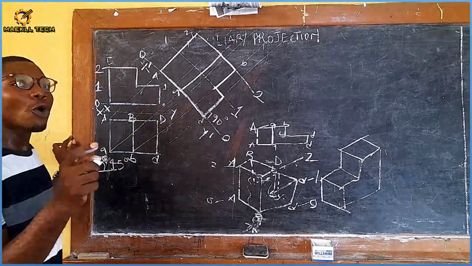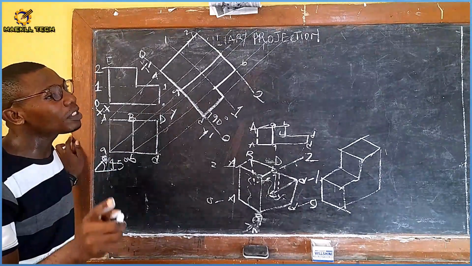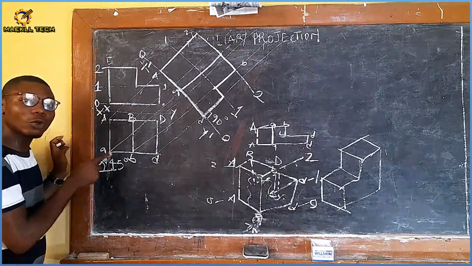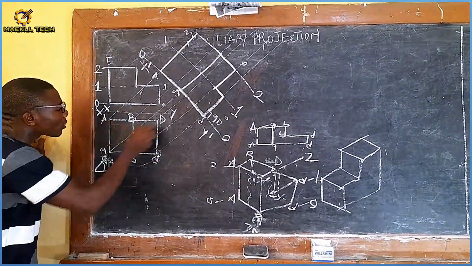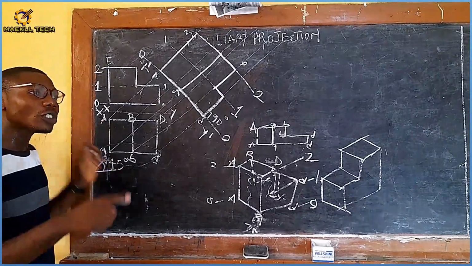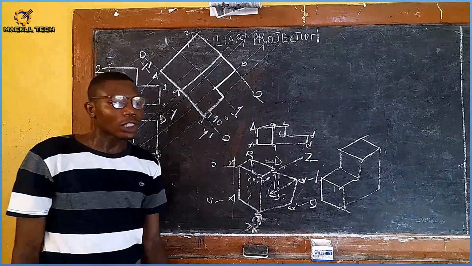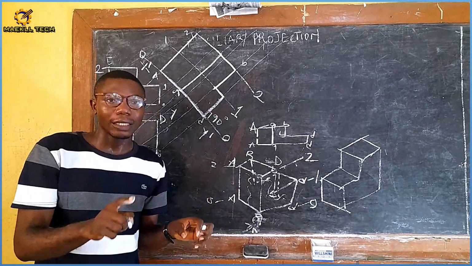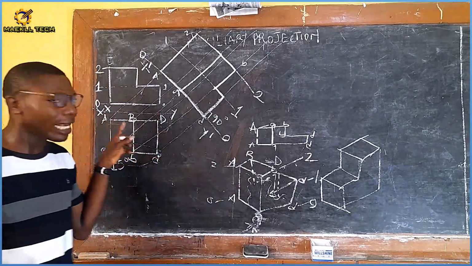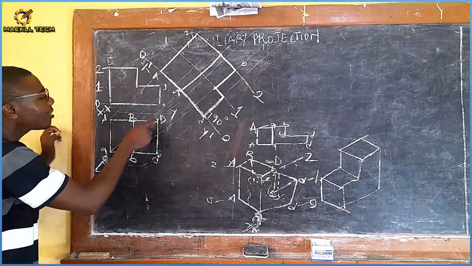If you watch my video on conversion from orthographic to isometric series 1, I explained this concept, that all this area is front, while this area is back. If you haven't watched it, check my YouTube page and see conversion from orthographic to isometric, part 1. I explained this concept very well. Okay, this area is my back.